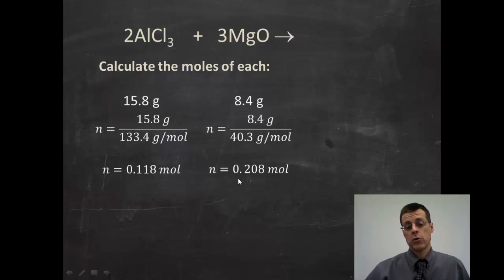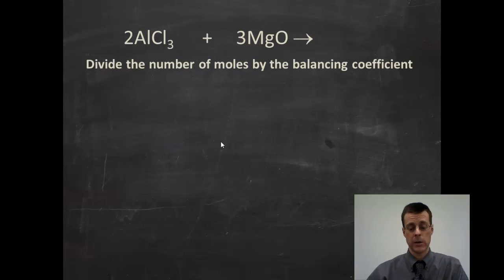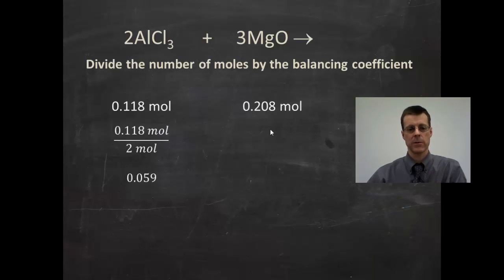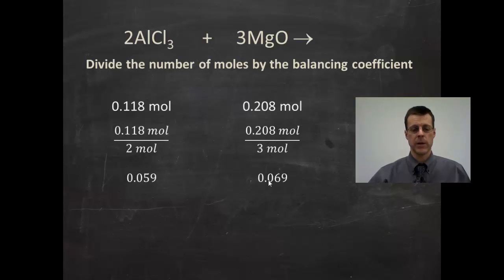Now, it shouldn't surprise us that I've got more moles of magnesium oxide because the reaction says I need more moles. It doesn't tell us yet which one is limiting. I still have to do the next step where I divide both by their balancing coefficient. And that's the next step. So the number that I calculated in the previous part, divide this one by 2, this one by 3, divide by the balancing coefficients. And I get 0.059 rather, and decimal 0.069.